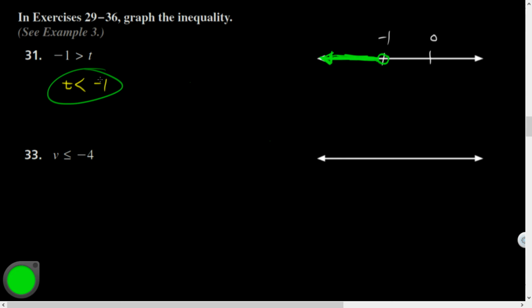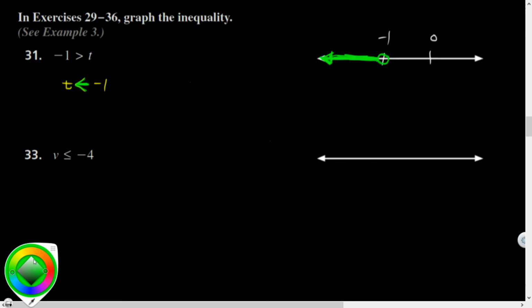It's easier to graph, I find, when you have it in this way. If the variable is on the left, then you can almost imagine your inequality symbol as being an arrow, like so. If it's this way, my little trick of pretending it's an arrow will not work.